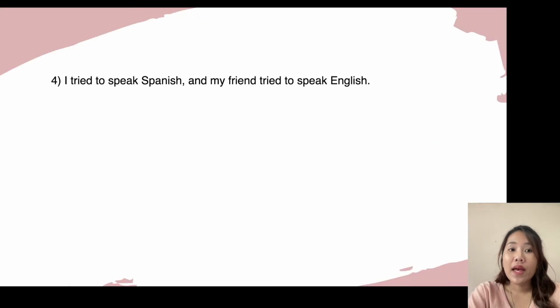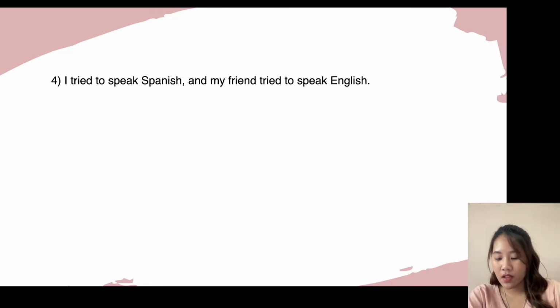Okay, so for a compound sentence, for example: I try to speak Spanish and my friend tried to speak English. So I try to speak Spanish is the independent clause, the first independent clause.